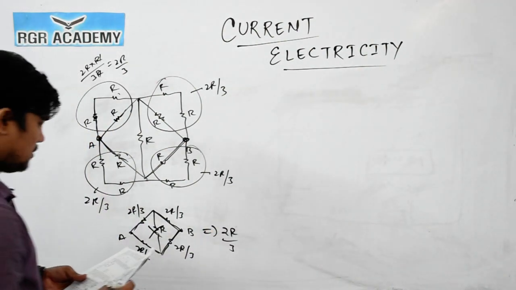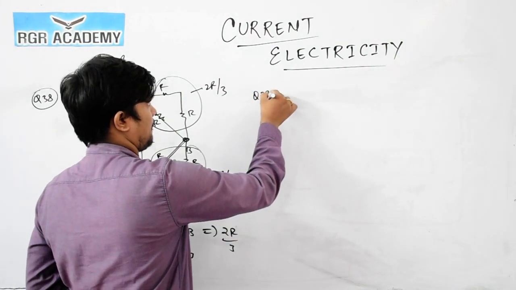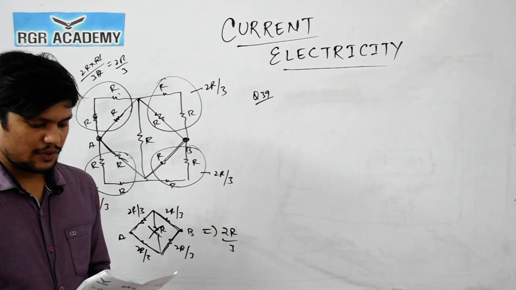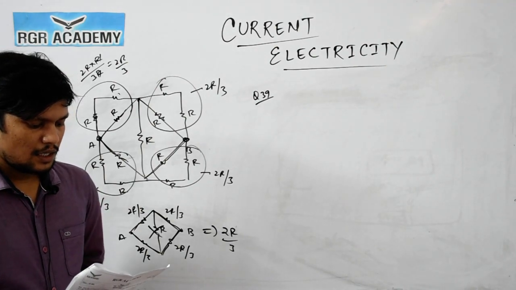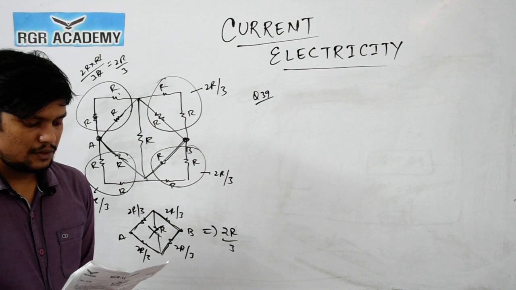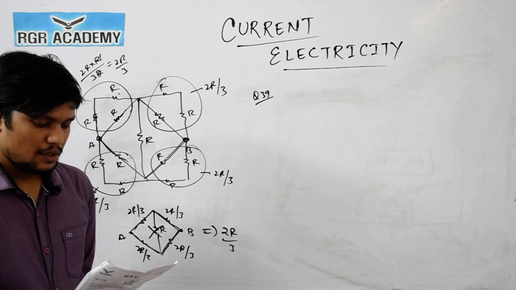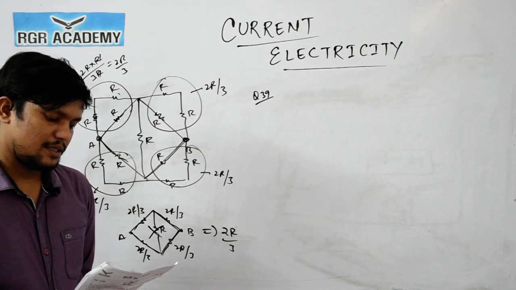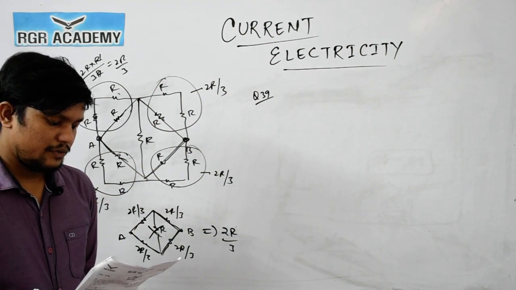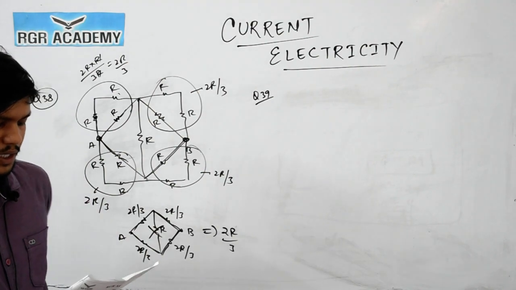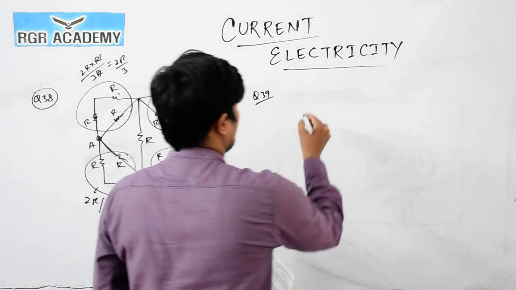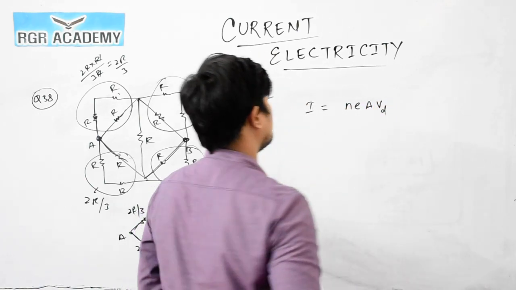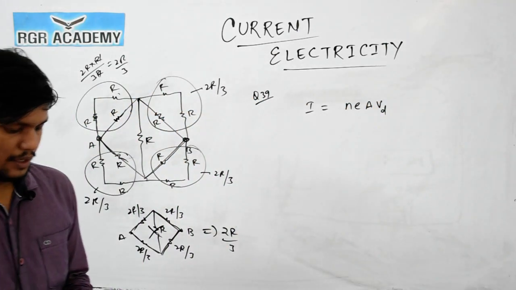Question number 39. In a wire of a circular cross section of radius r, free electrons travel with the drift velocity v when a current I flows through the wire. What is the current in another wire of half the radius and of the same material when the drift velocity is 2v? We know that current is given by I is equal to NEA into Vd.